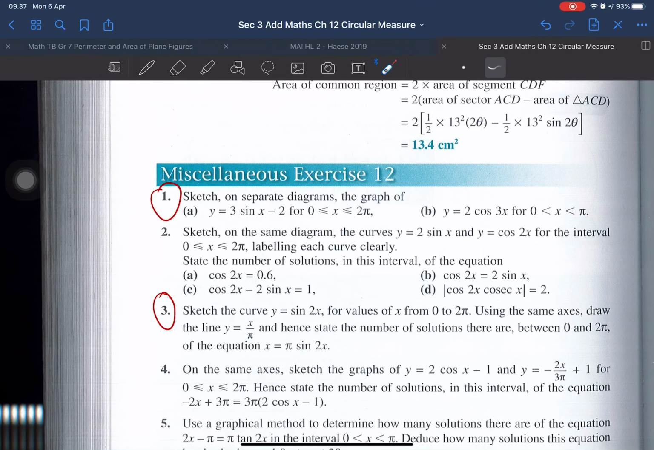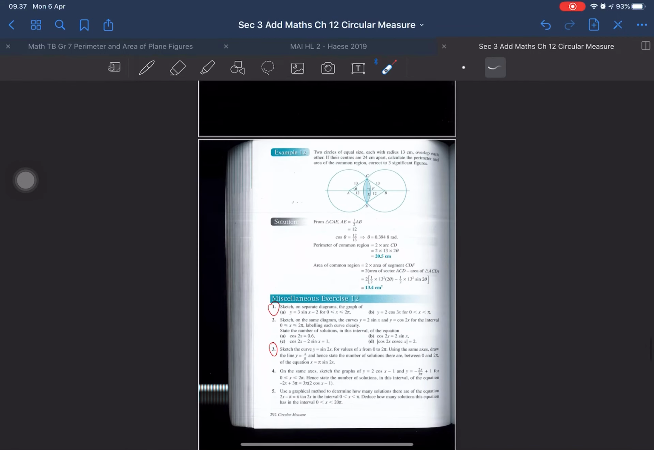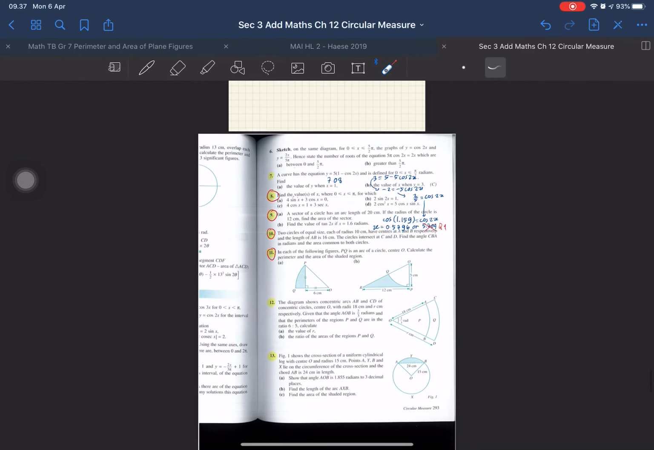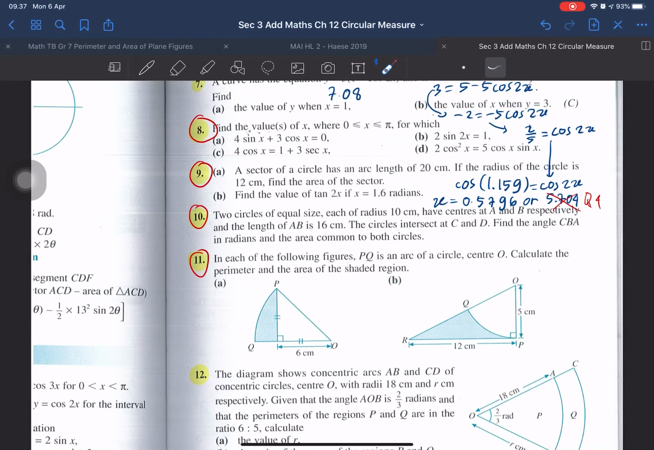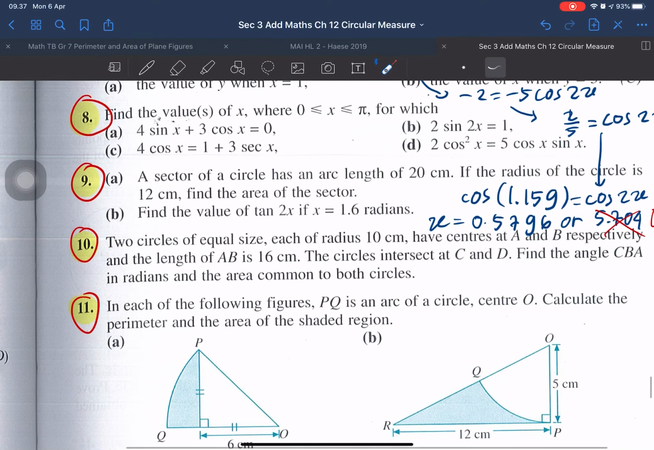Now I want you to do number 1, sketch on spread diagram. Number 3, okay, 8, 9, 10, and 11. 1, 3, 8, 9, 11. So there are 6 numbers. If you still have questions, please ask me through WhatsApp.